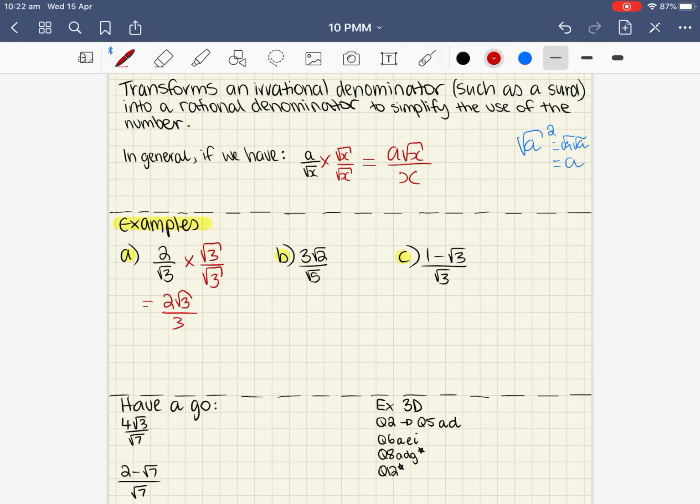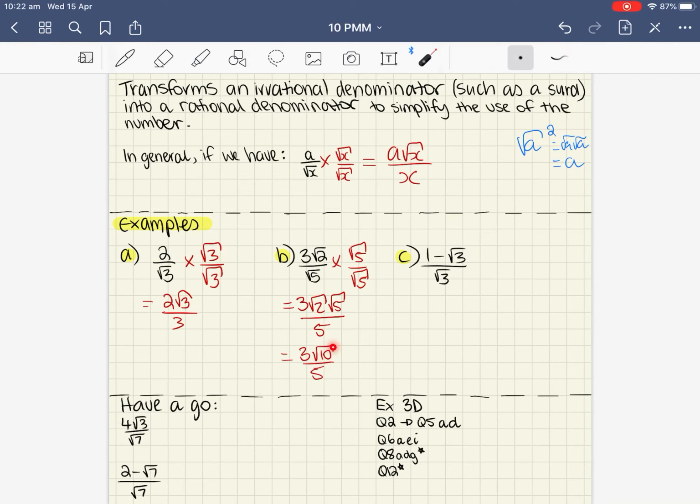Let's have a look at B. With B, we're going to multiply by the denominator over the denominator. Root 5 on root 5. So on the numerator, we end up with 3 root 2 root 5. We'll put those together in a moment. Over 5. So popping those surds on the top together, we get 3 root 10 on 5.